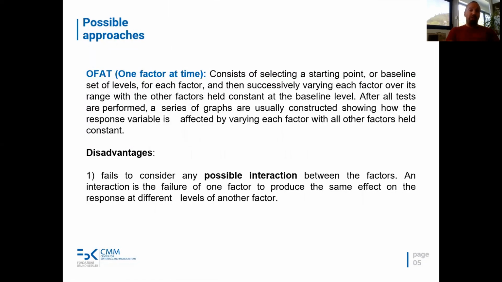Another possible approach is the one factor at a time, which is commonly used in the literature. It consists in selecting a starting point for all the factors we are considering, and then varying one factor while maintaining the other factors constant. In this case, we do not consider the possible interaction between factors, and we do not consider the effect of these interactions on the properties of interest.